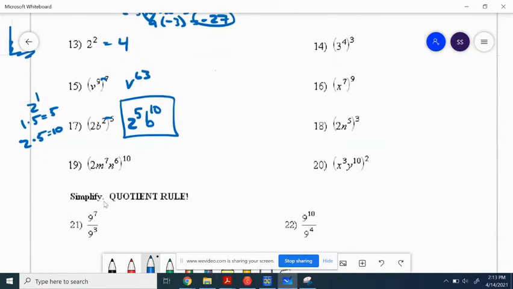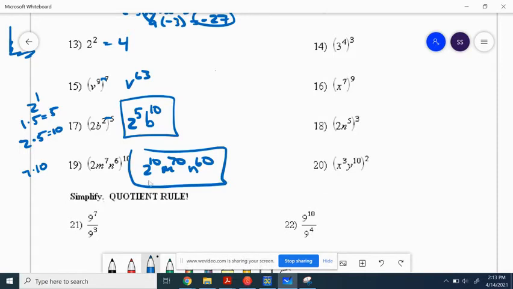I'll do 19 as well. So again, we're going to distribute out this 10. This is 2 to the first power, so 1 times 10 is 10. This is 2 to the 10th, and then we do m to the 7th, so 7 times 10, which is m to the 70th, and then we do m to the 6th to the 10th power, which is 6 times 10, which is 60.